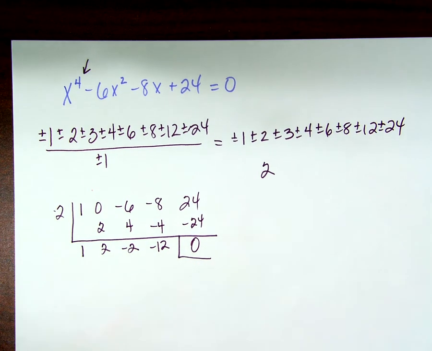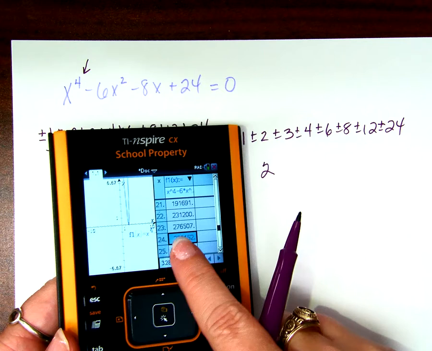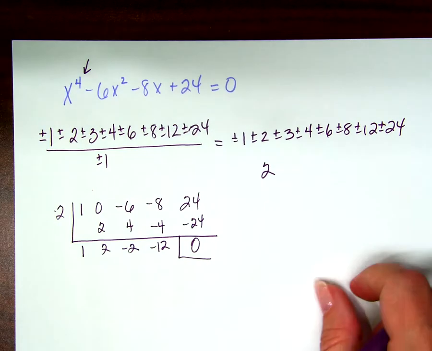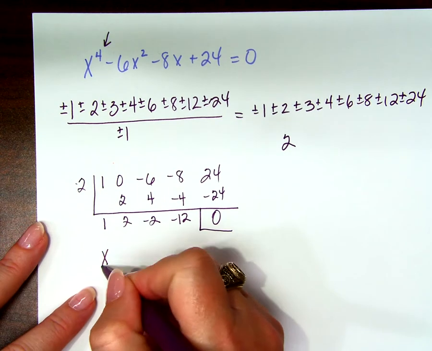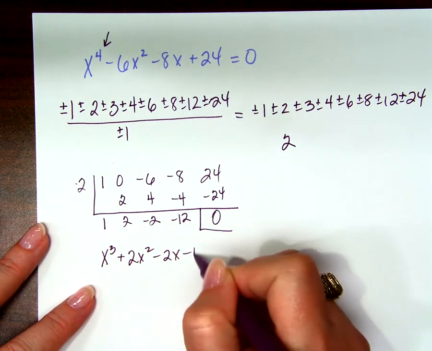Right, I knew that was going to be a 0 because it told me that I was going to be a 0. I saw both in the table and on the graph that on the table the y was 0 when the x was 2, and I saw it on the graph that that's where it crosses, right? Okay, or touches in this case. So what I have left is x cubed plus 2x squared minus 2x minus 12.